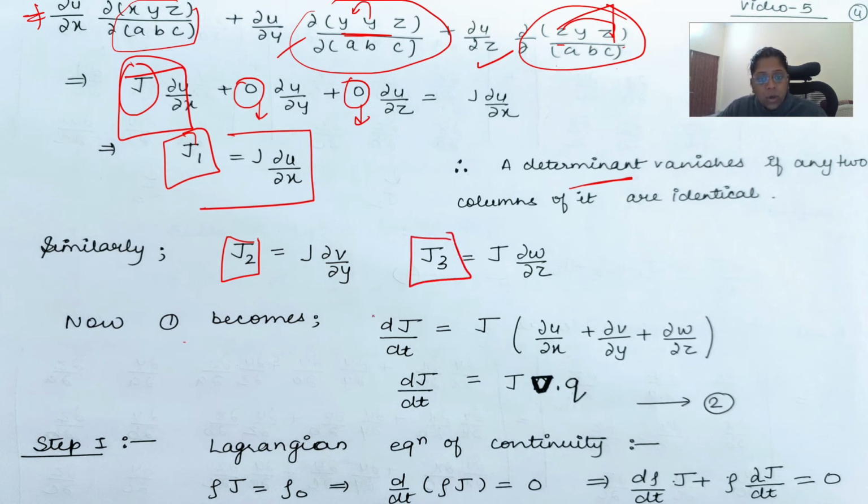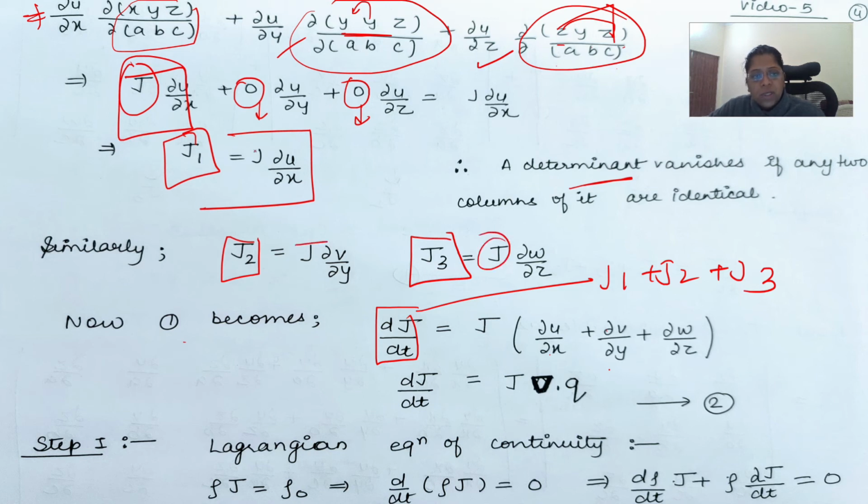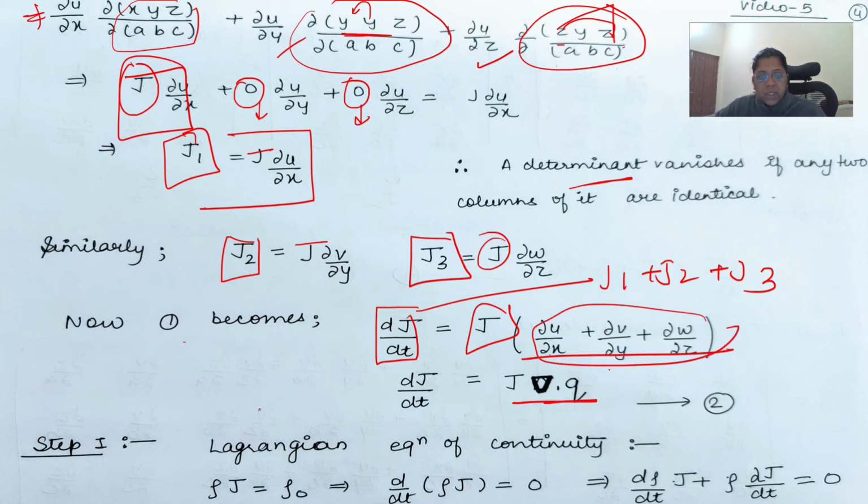So now what is dJ by dt? dJ by dt is J times del u by del x, del v by del y, and so on. And what is J? J was J1 plus J2 plus J3. So we can add these three. J will remain common, so we can take J out, and what is inside is the divergence, del dot q. So this is the equation number 2.